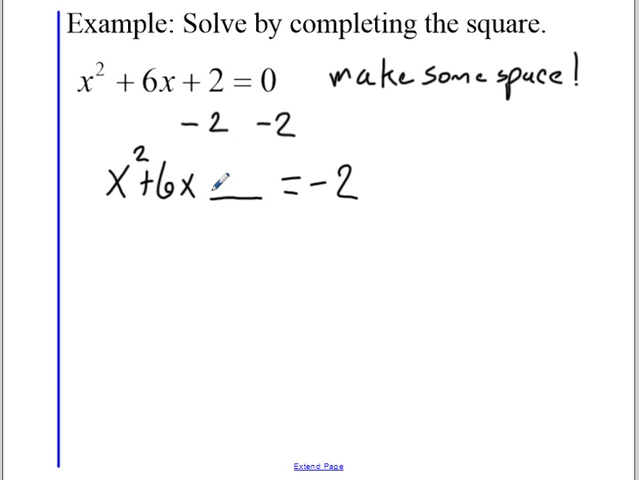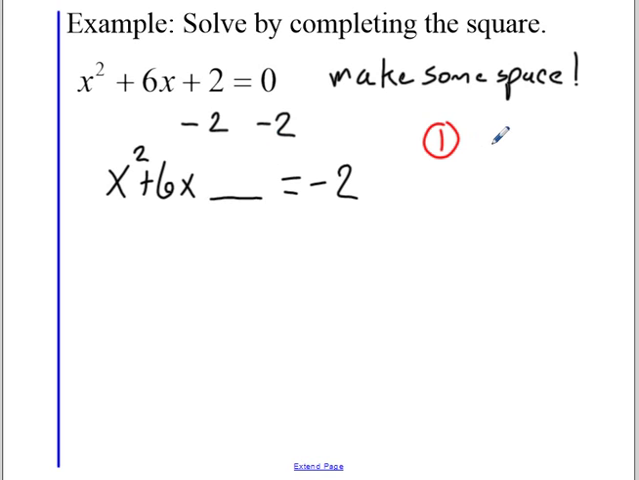The number that's going to be perfect for this comes from the 6. I want to talk about another way to come up with this number. Yes, I think we can all see that 3 and 3 will make 6. But let's say you had a really difficult number right here. Here are two quick steps to actually create our missing C number, the make some space number.